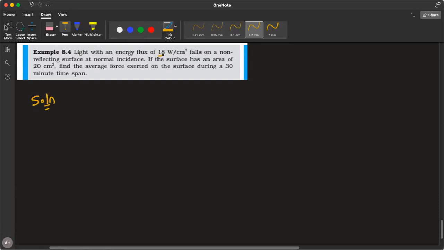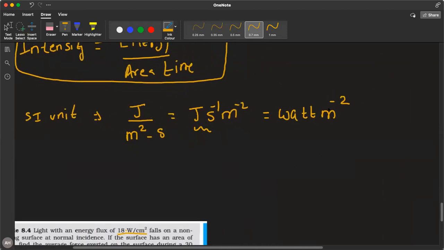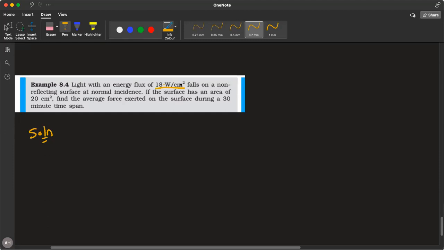Okay, can you tell me what this term is? 18 watt per centimeter square. Is this intensity, energy, or power? Intensity, right? We just wrote the unit of intensity, watt per meter square, so this is the semi-CGS unit, watt per centimeter square. Intensity is given: 18 watt per centimeter square.